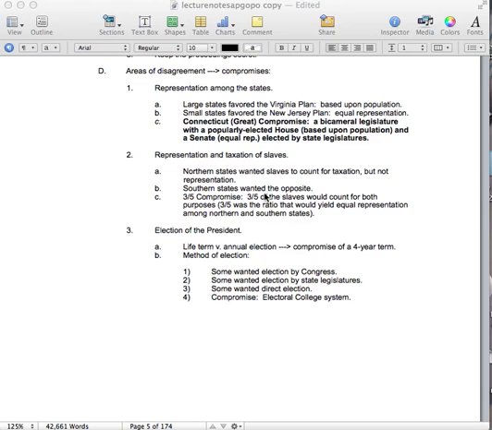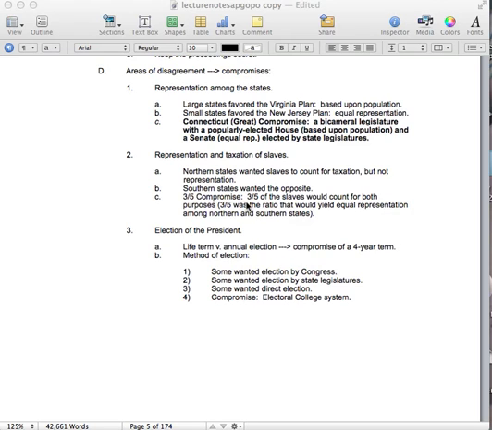The southern states wanted the opposite, which means they wanted the slaves to count for representation and not necessarily taxation. You've got to remember, unfortunately, look at the Dred Scott decision. Slaves are considered to be pieces of property, not individuals and not people at this time. So that's where we're at that point right now. So then we come up with the 3/5 compromise.